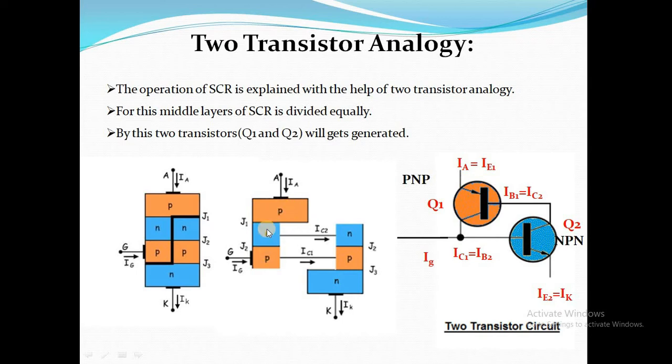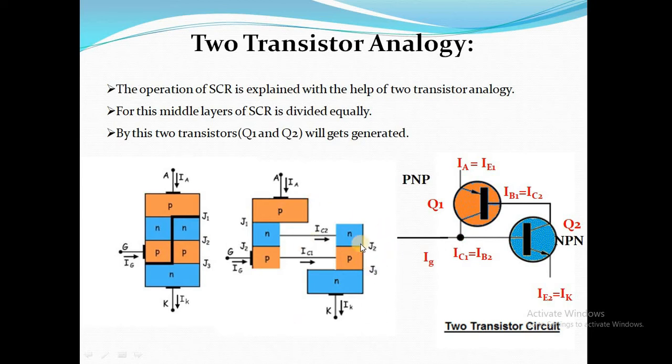The first transistor is a PNP transistor. In a PNP, the current direction on the emitter terminal is inward, and this emitter terminal is the same as the anode terminal of the first transistor. Next, the middle layer is a base terminal, and the inner divided P layer is a collector terminal. This collector terminal is connected to the gate terminal.